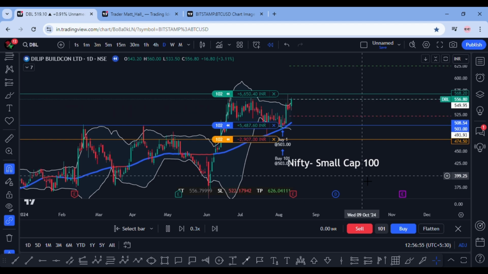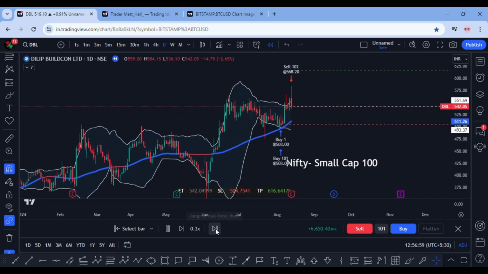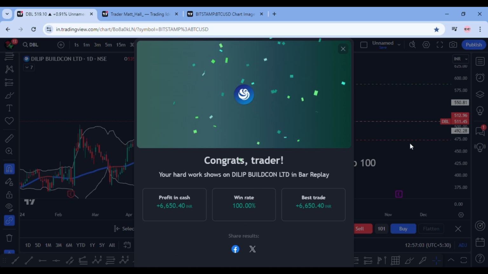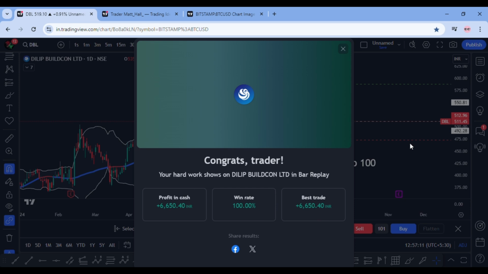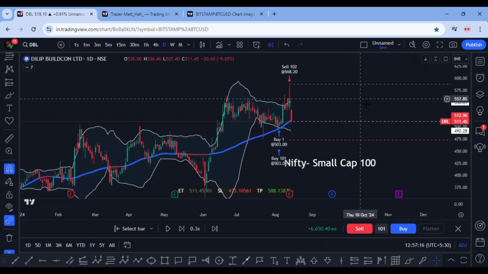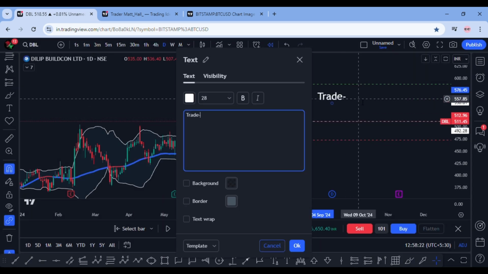Wow! We've won the second trade as well. This confirms the strength of our strategy, with the bullish candle breaking its high and leading to a new high, just as we anticipated. Another successful trade in the books.